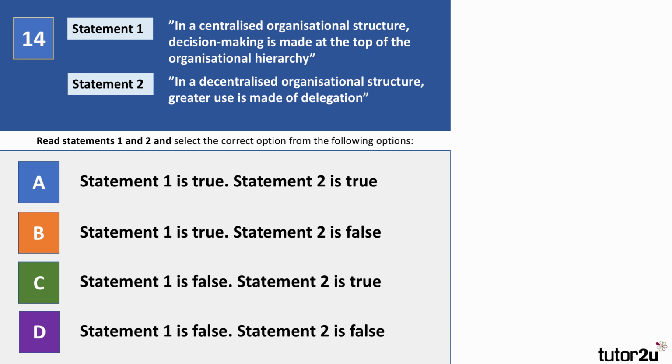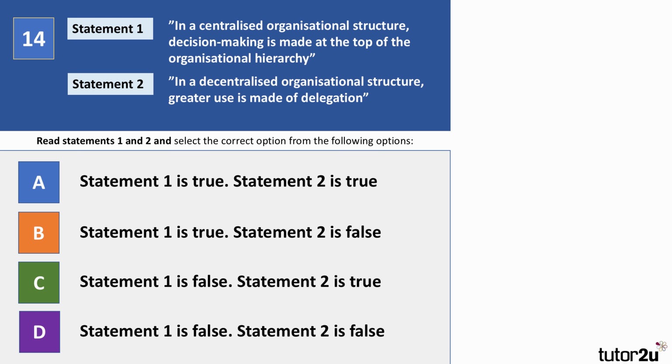Okay, let's take a look. Well, statement 1, yeah, that's true. A key feature of centralised decision making is that decisions are made from the centre, i.e. at the top, by the most senior management, by the board, by the executive directors, the CEO, at the top of the organisational hierarchy. That's a feature of centralised decision making.